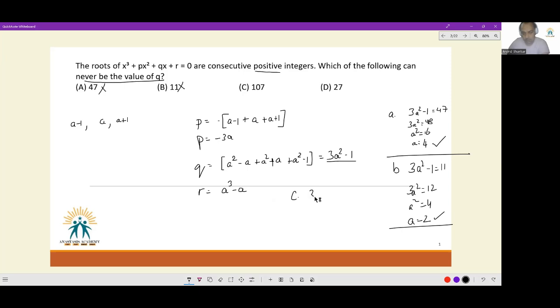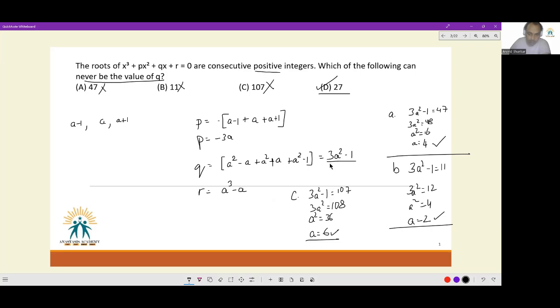For option C, 3a square minus 1 is equal to 107. 3a square is equal to 108, or a square is equal to 36, or a is equal to 6. This is also possible. This is not possible. By elimination, what is left is 27. You could also perhaps have reached this result.